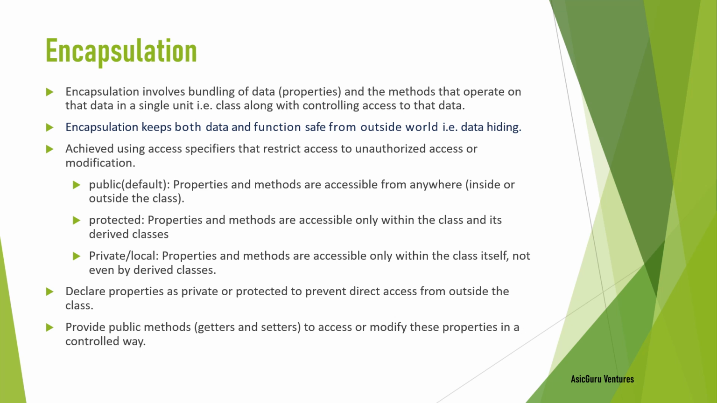So usually we declare properties as private or protected to prevent external code from accessing or modifying them directly. And we declare our methods as public, and they can access these private properties. So it gives us control over how data is used.